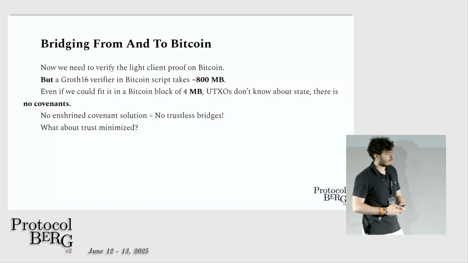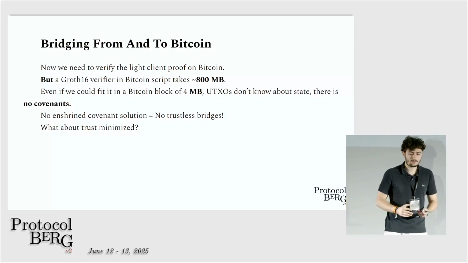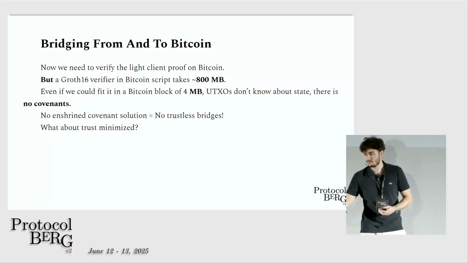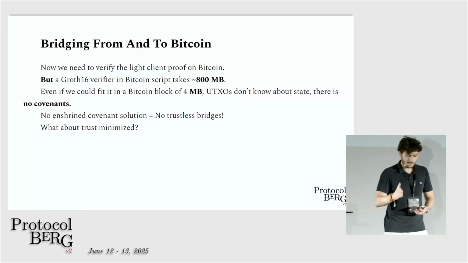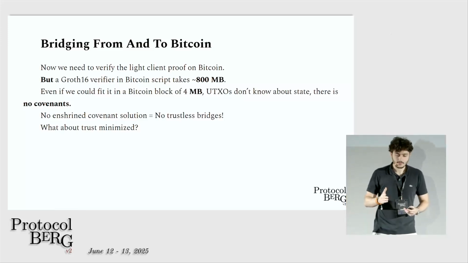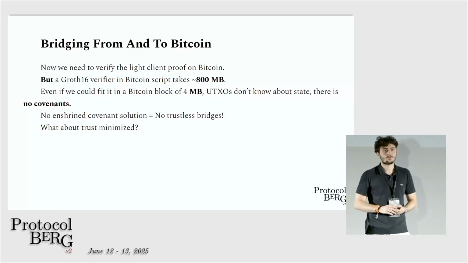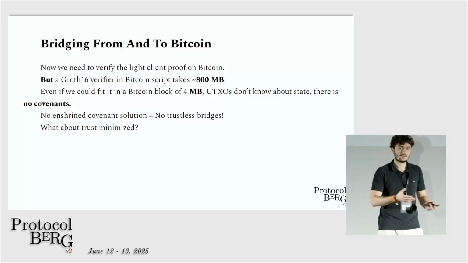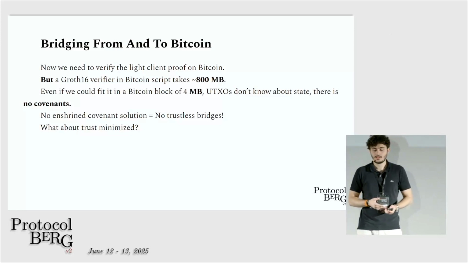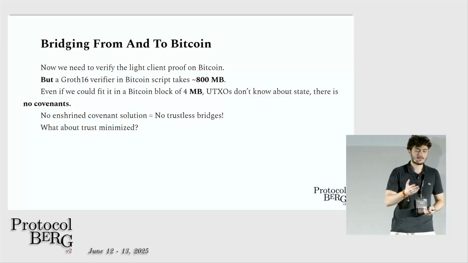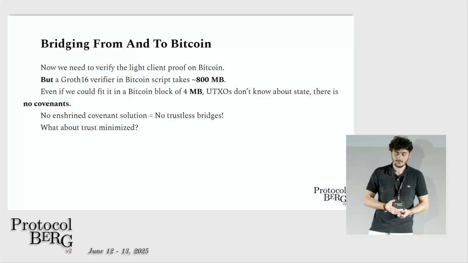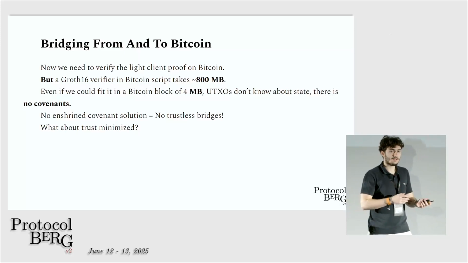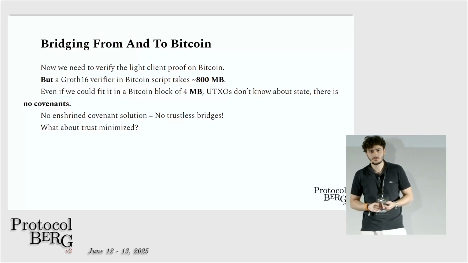So, we said in the beginning of our talk, we wanted to have a settlement layer to Bitcoin so that we can be a proper rollup, right? So how are you going to verify your light client proof? I guess you could build a Bitcoin script that verifies these proofs, but experimentation shows that building a Groth16 verifier in Bitcoin takes about 800 megabytes. Even if we could fit that into a Bitcoin block of 4 megabytes, UTXOs don't know about state.